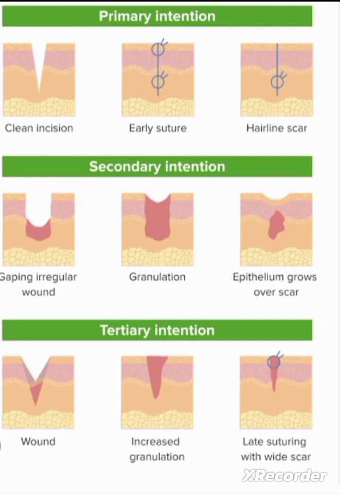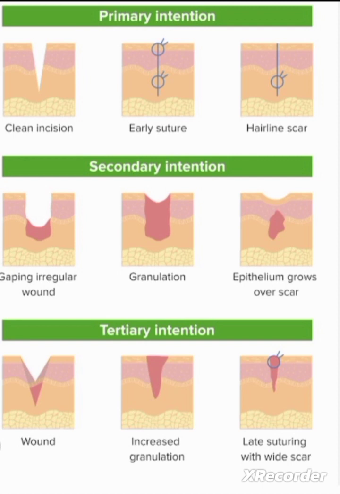So here, in a clean incision, for example a surgical incision, we will do early suturing, so a hairline scar will be present in primary intention. In primary intention healing, there will be a clean incision. When we suture that wound, a linear scar will be present.